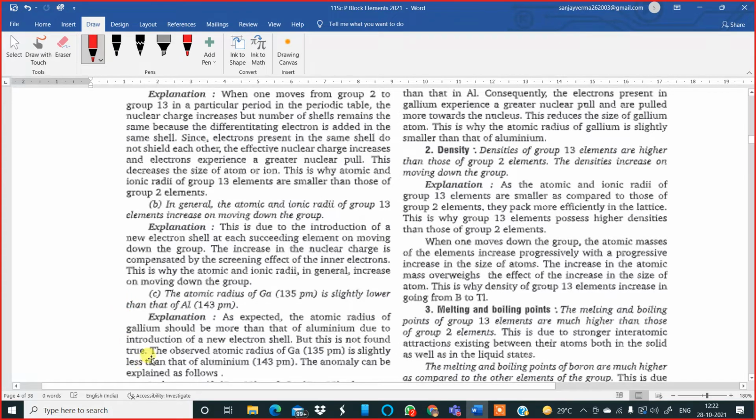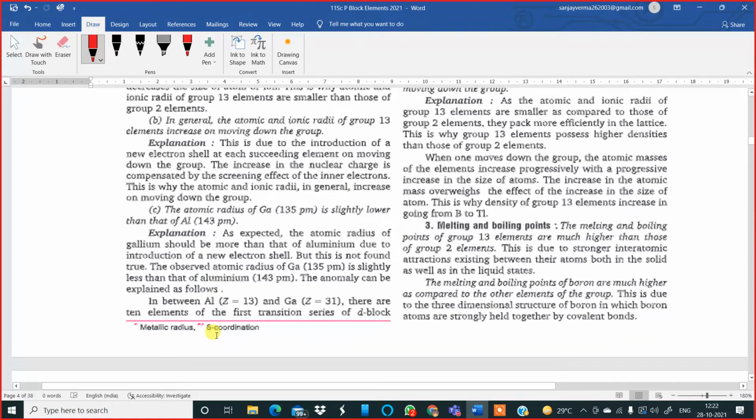Now, after that, there is a question which has been asked. The atomic radius of gallium, 135 picometer, is slightly lower than that of aluminum, 143, though gallium is below aluminum. This is because of a very important phenomenon happening here. The atomic radius of gallium should be more than that of aluminum, but it is not like this. If you see, aluminum is more, 143 picometer, whereas gallium is lesser, 135 picometer.